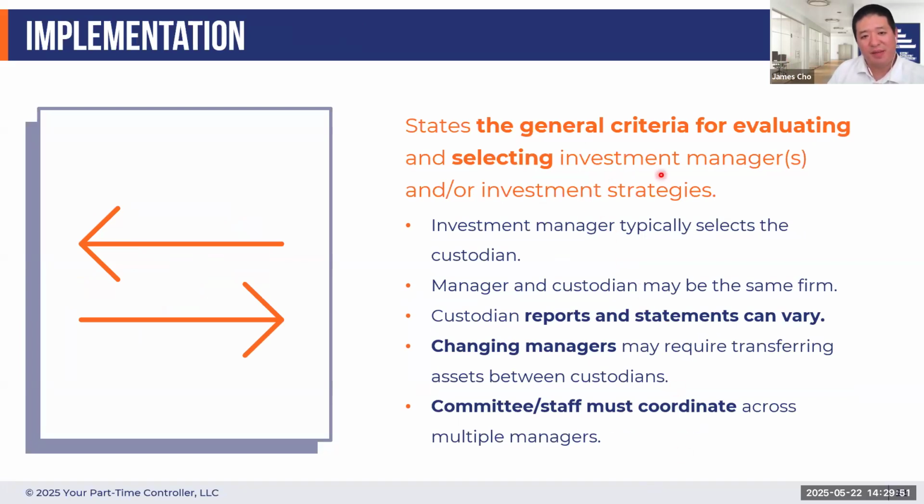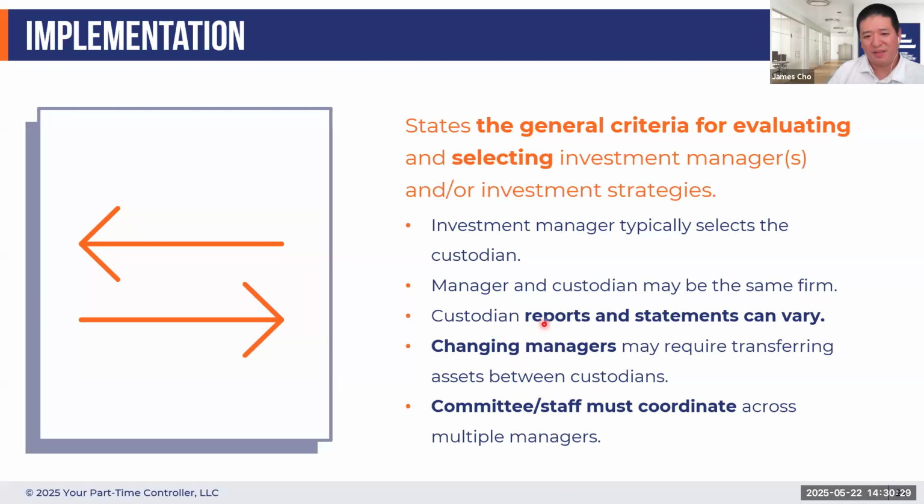The investment managers, so implementation. The investment manager typically selects the custodian. The custodian is the firm that actually holds your investments. So if you're buying investments, that would be your custodian. If you're selling, a custodian would pass it on, take it off your books, right? The manager and the custodian could be the same person. In the case of, say, Bank of New York as your investment manager, Bank of New York will most likely be your custodian.